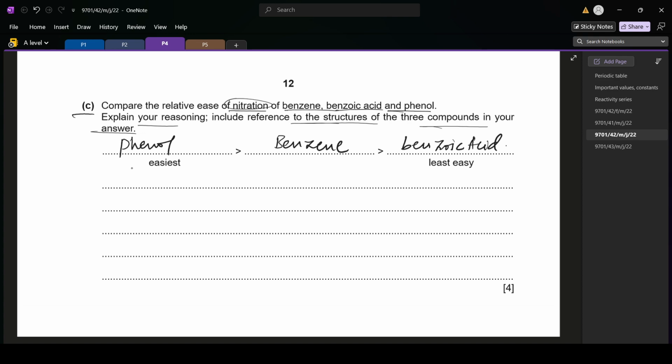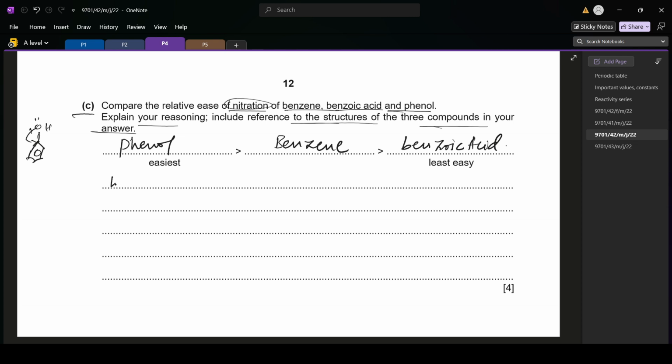Now what is the reason? In phenol, the lone pair on OH is delocalized into the ring. So the electron density of the ring is increased, and it attracts electrophile better.